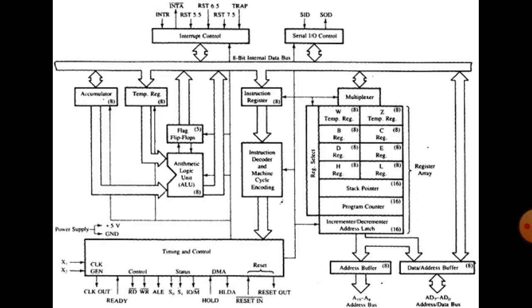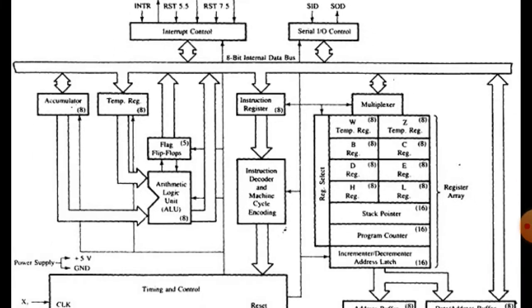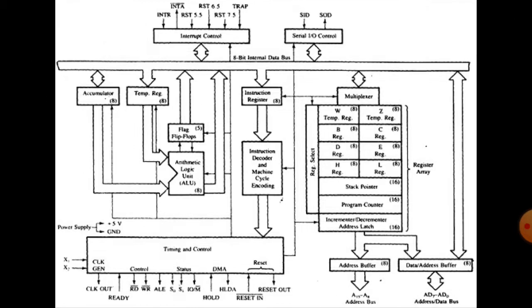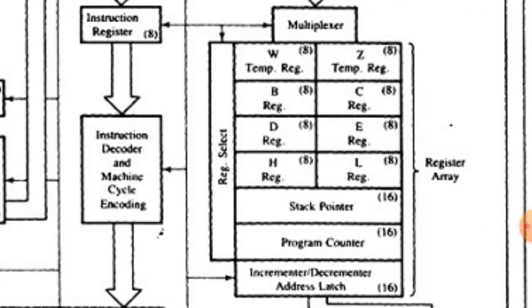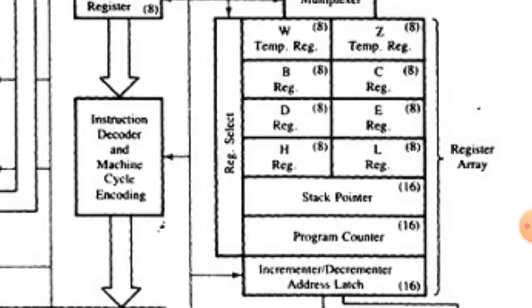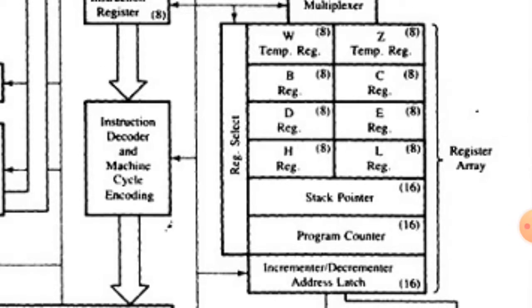First, as I showed you, it has an 8-bit internal data bus. Then it has a 16-bit address bus, which can address up to 64 kilobytes. Then, as you can see here, it has a stack pointer. It is a 16-bit stack pointer.